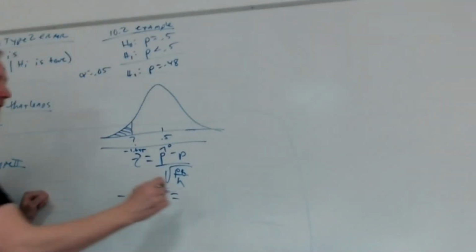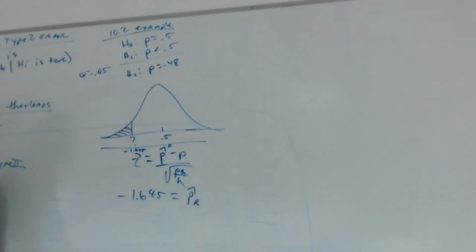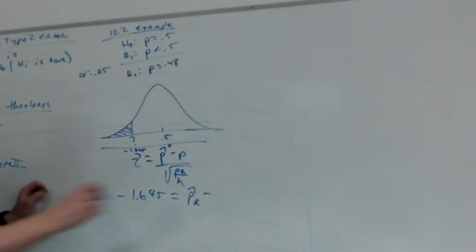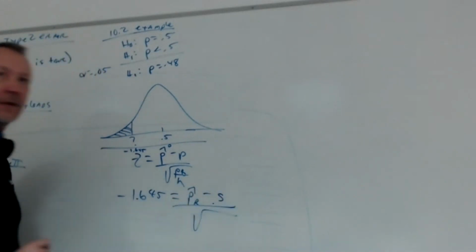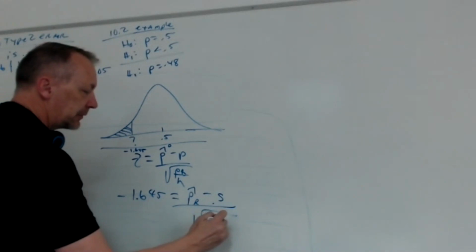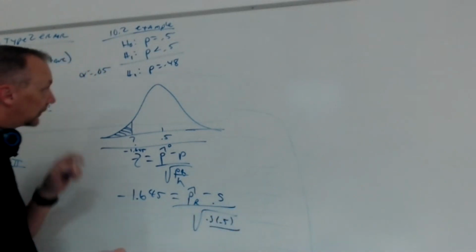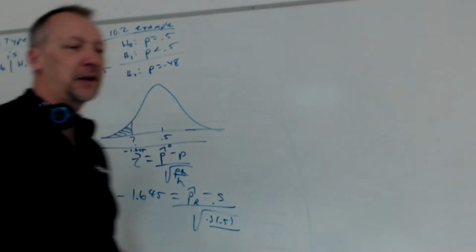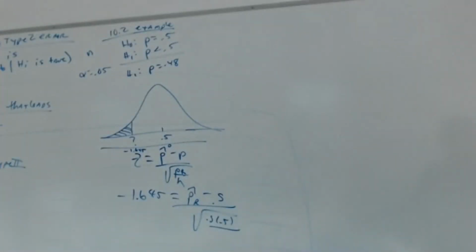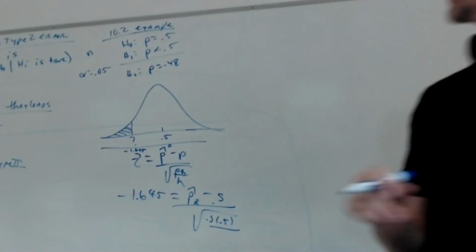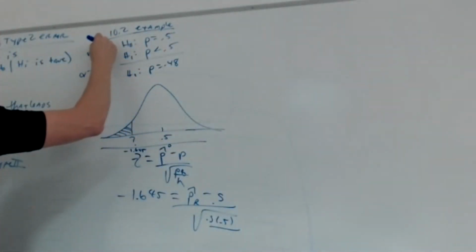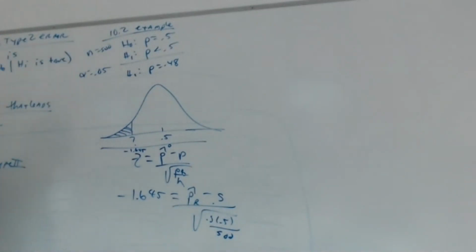equals p hat. I'll leave that as p hat, I'm going to call this p reject, my p hat rejection region, minus p, which is 0.5, divided by the square root of 0.5 times 0.5 divided by, oh, I didn't tell you my n. I have to tell you my n. My n was 500 students. Okay, so 500.